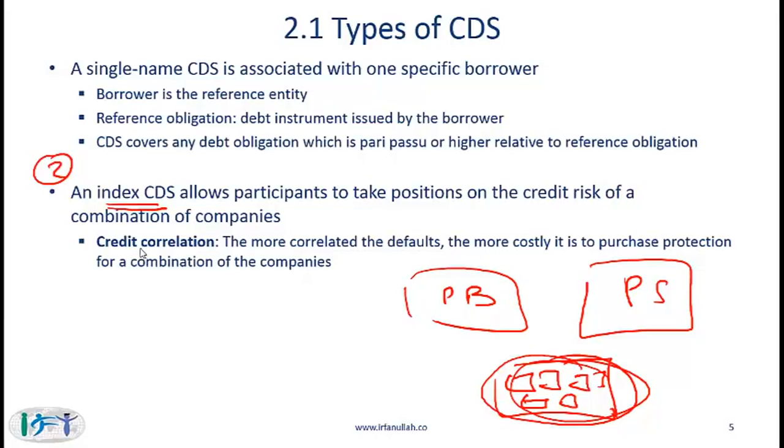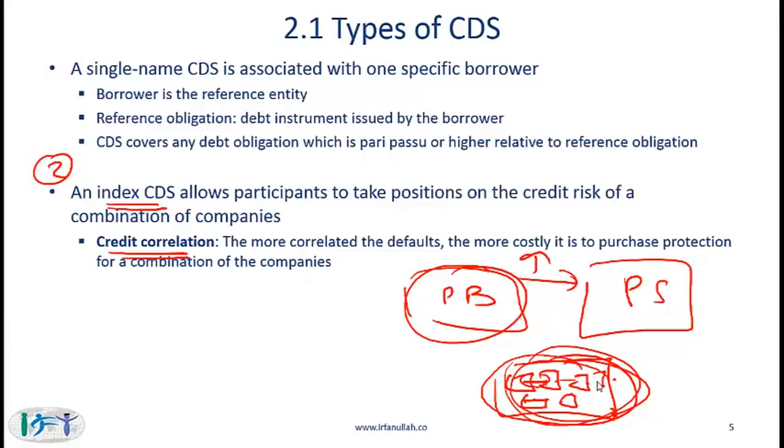An important concept here is that of credit correlation. This refers to the correlation of the credit risk across the different companies in the index. The more correlated the defaults, so if the risk of default for these various companies in the index is relatively high, then it will be more costly for the protection buyer to purchase protection. In other words, the protection buyer will need to make relatively higher premium payments to the protection seller in order to get the protection. And hopefully this makes sense.